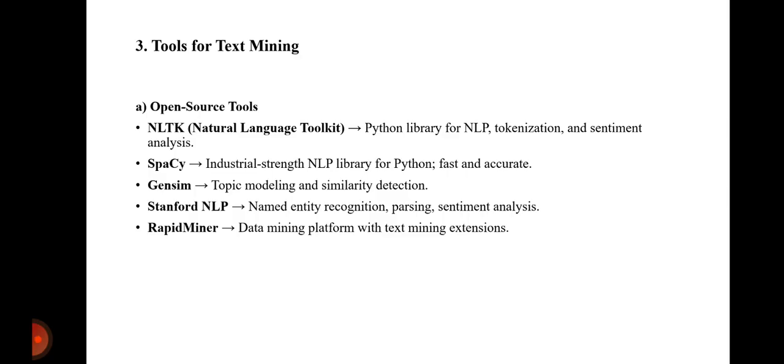The tools for text mining, the open source tools, include Python libraries: the Natural Language Toolkit, and spaCy, an industrial-strength NLP library for Python, fast and accurate. And also we have topic modeling and similarity detection with Gensim, and Stanford NLP, and also RapidMiner, a data mining platform with text mining extensions.